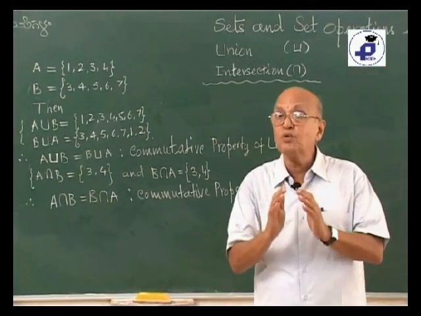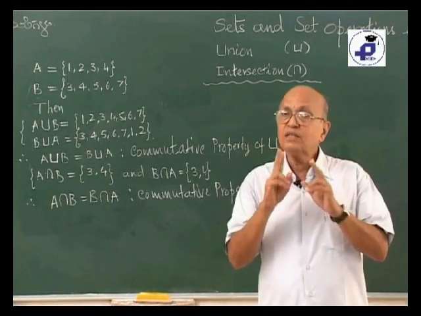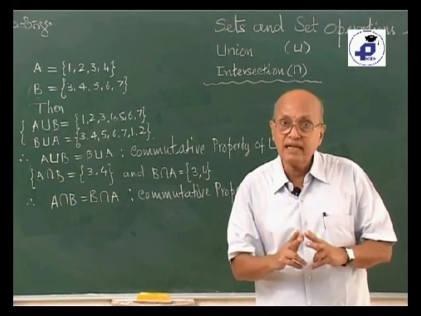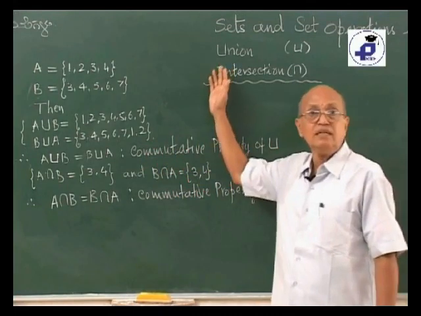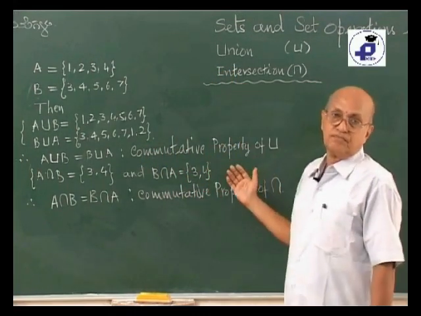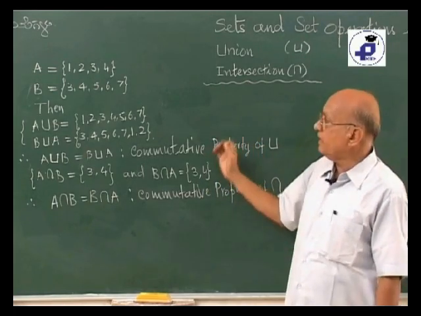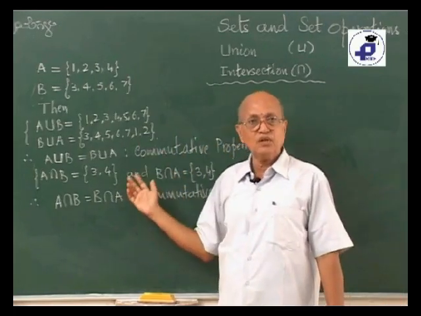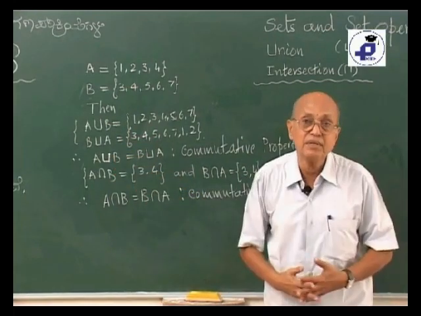You are being asked to prove that whenever two sets are given, show that the union and intersection are commutative.